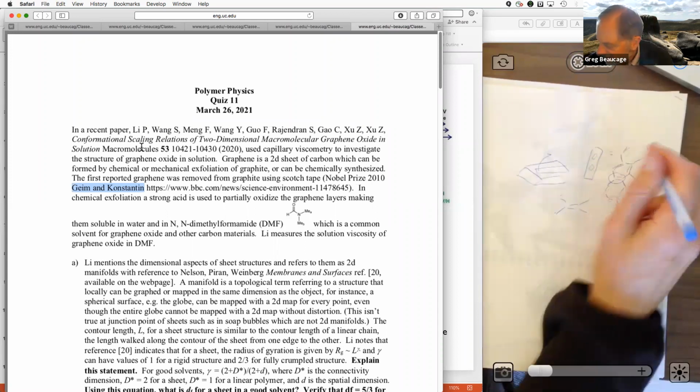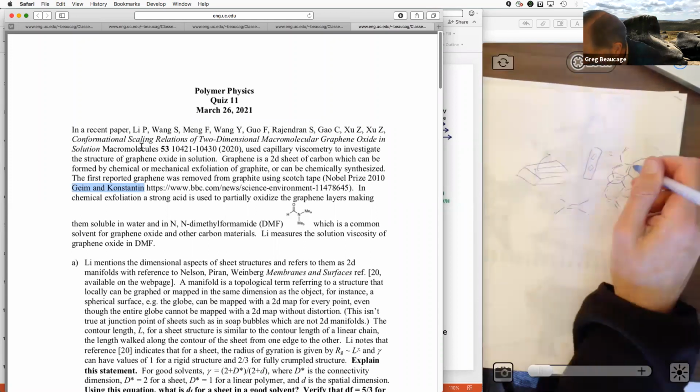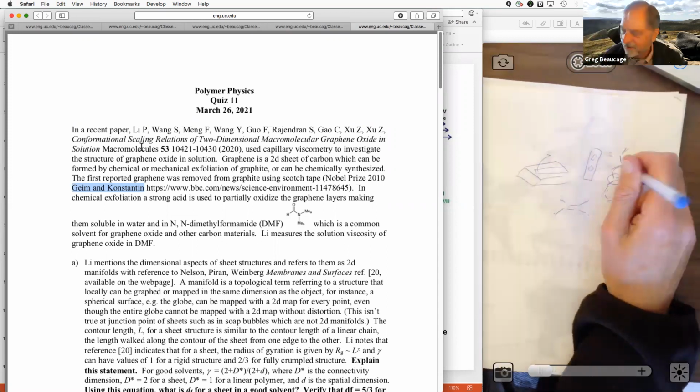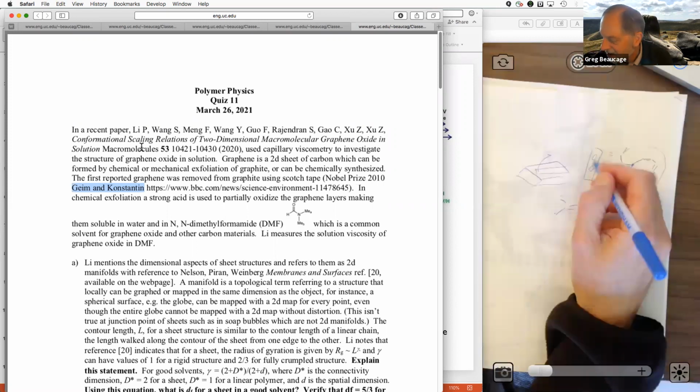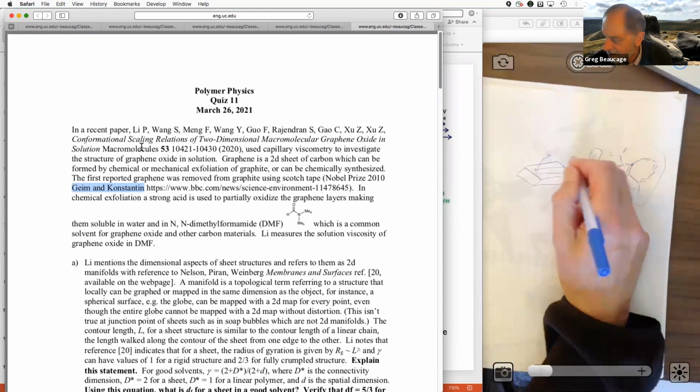Right, so let's see, some of these carbons have too many bonds. That's a problem. This guy's got 1, 2, 3, 4. That's okay. Anyway, some of those are wrong. Anyway, they were able to just pull this off, and then they got single sheets, and they named it graphene.